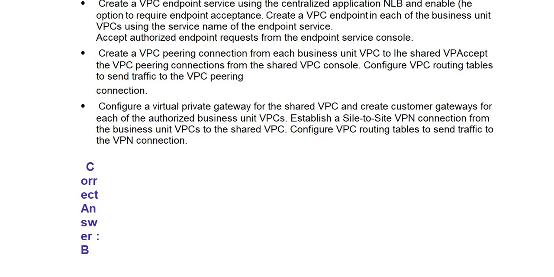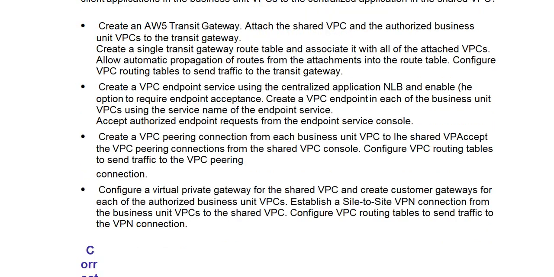Correct answer is option B. Create a VPC endpoint service using the centralized application NLB and enable the option to require endpoint acceptance. Create a VPC endpoint in each of the business unit VPCs using the service name of the endpoint service. Accept authorized endpoint requests from the endpoint service console.